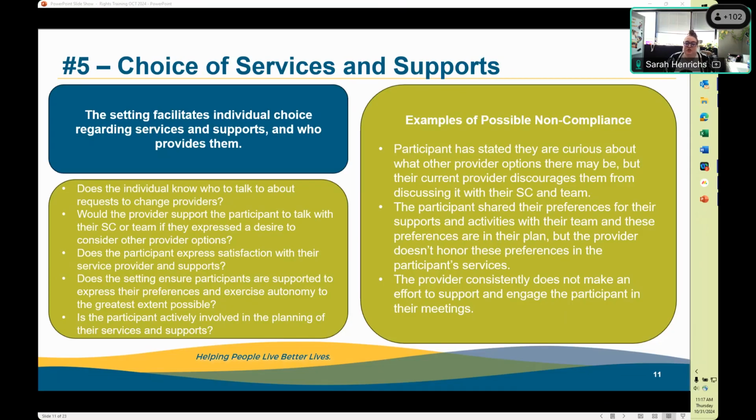If the participant shared their preferences for their supports and activities with their team and these preferences are in their plan, but the provider doesn't honor these preferences in the provision of the person's services. Or if the provider consistently doesn't make an effort to support and engage the participant in their meetings.